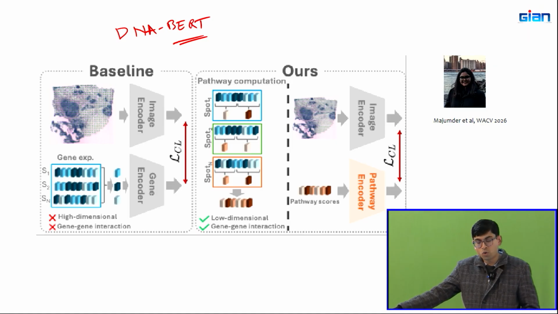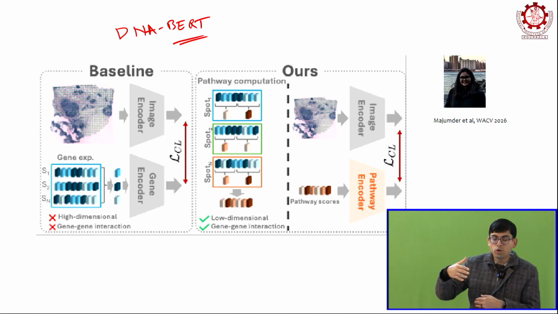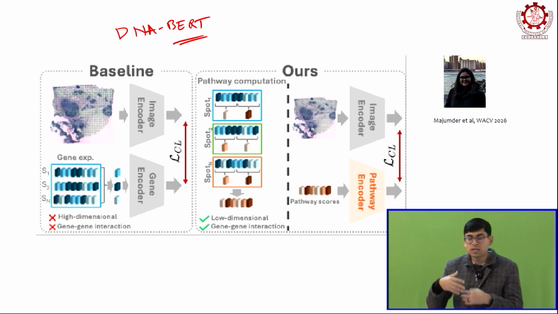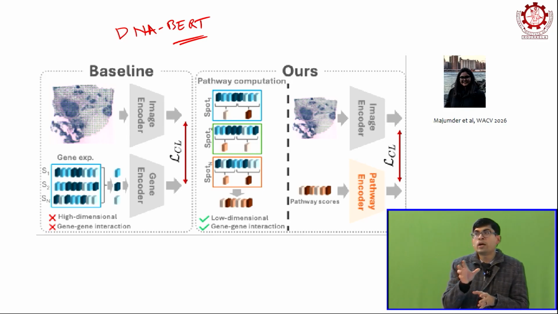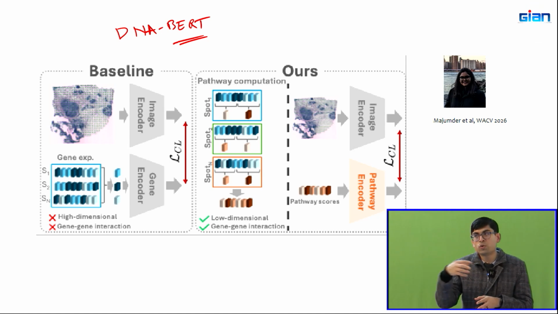Anyways, there are this and other models out there that can take your gene information and encode it, and then to develop a model you can do contrastive learning between your image and your gene representations. Then in your inference stage you can have only the gene information, or only the image information, and you can predict the other. This is what a lot of methods have done.